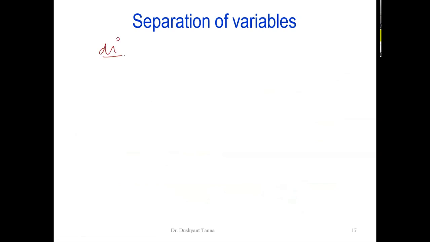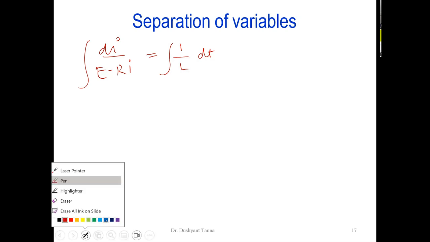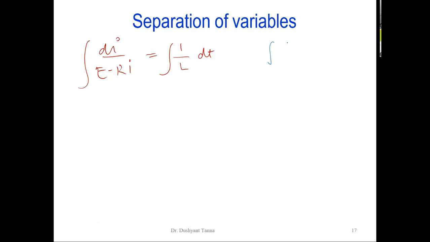di over E minus R i equals 1 over L dt, and then integration. Now, again, pause the recording after this. Okay, not now, sorry. I'll ask you a question, then you can pause this. What is the integration of 1 over a plus bx dx? Not looking at the formula sheet, using your brain. Think about it.